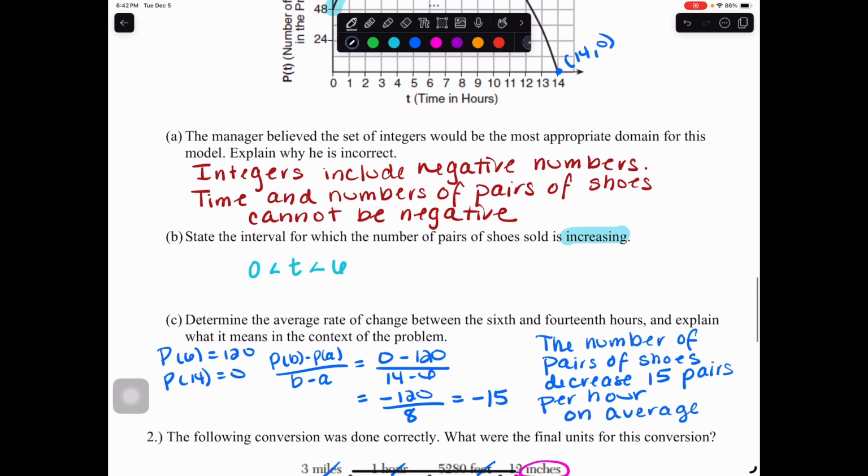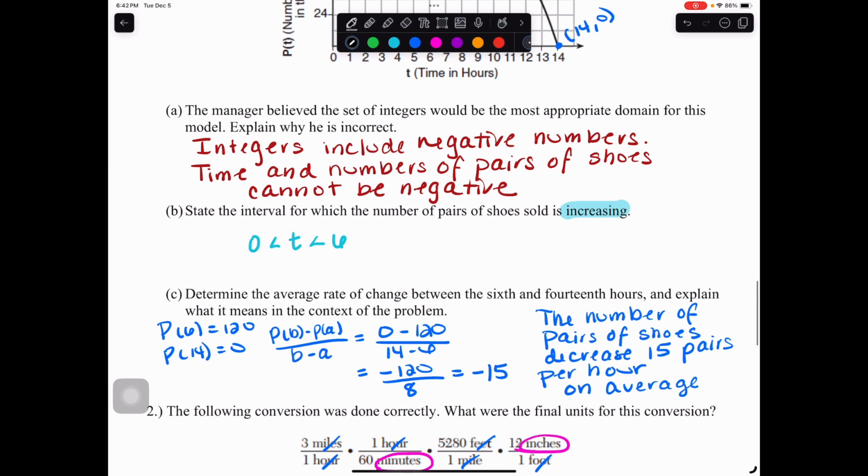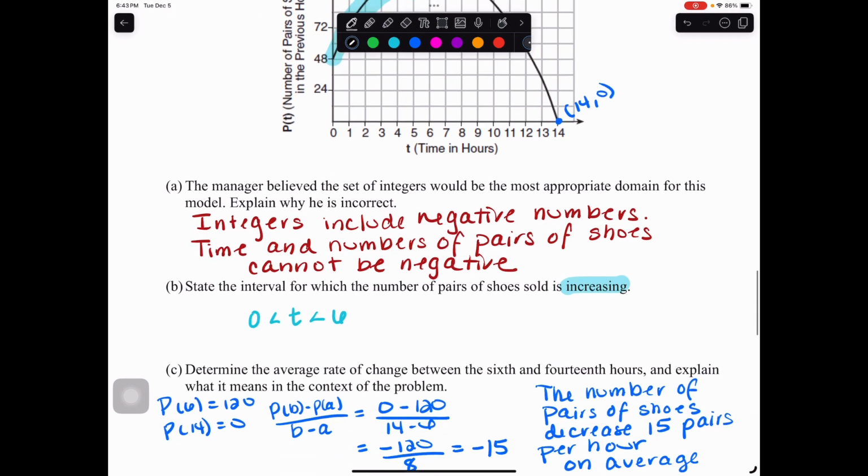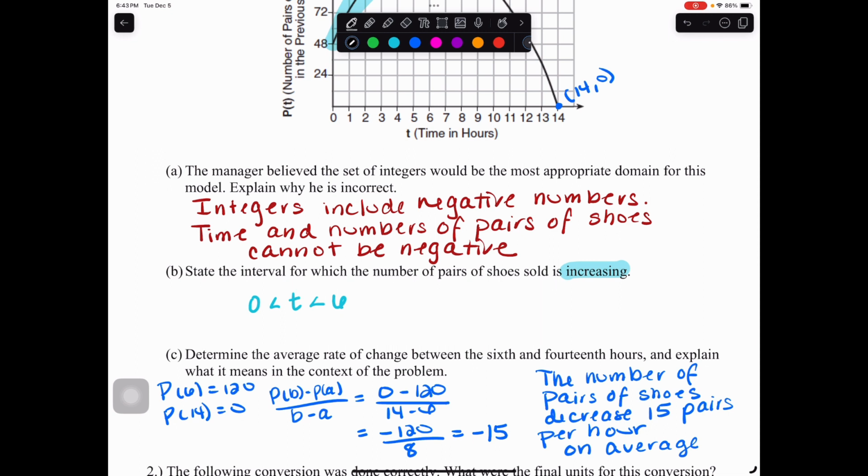In part C, determine the average rate of change between the 6th and 14th hours. So we had to find P of 6 and P of 14. So when you look at the graph, P of 6, an input of 6 hours yields 120 pairs. And then an input of 14 hours yields 0 pairs. So that's 120 and 0. You make sure you do P of B first and then P of A. So that'd be 0 minus 120 over 14 minus 6. That gives us negative 120 over 8, which is negative 15.